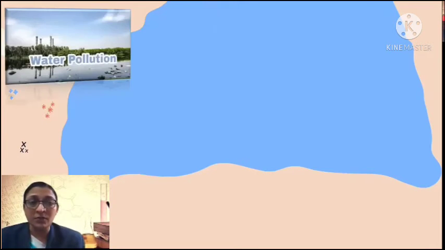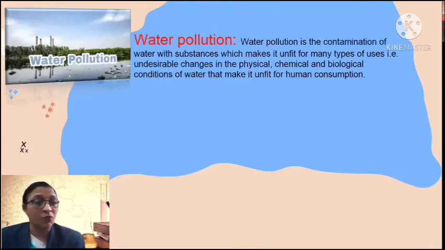Do you know what is meant by water pollution? Water pollution is the contamination of water with different substances which makes it unfit for many types of uses. That is, undesirable changes in the physical, chemical and biological conditions of water that make it unfit for human consumption and for all other animals.